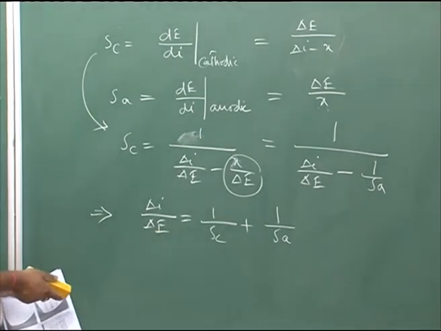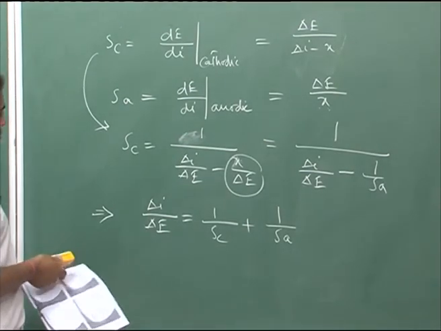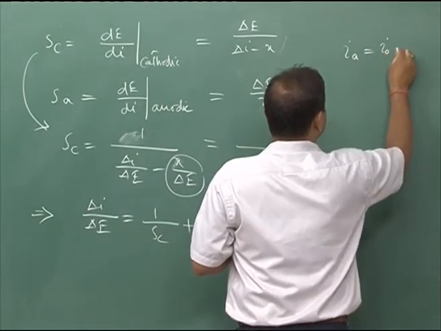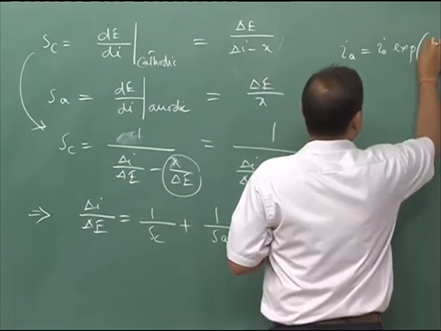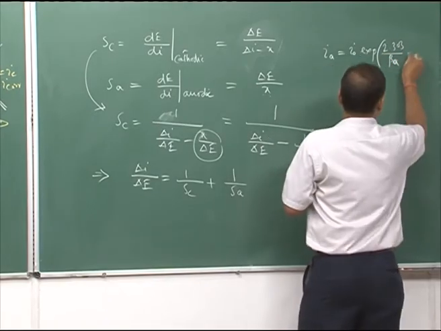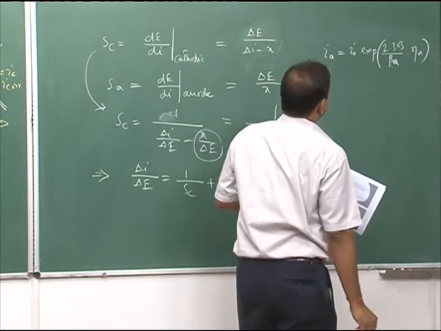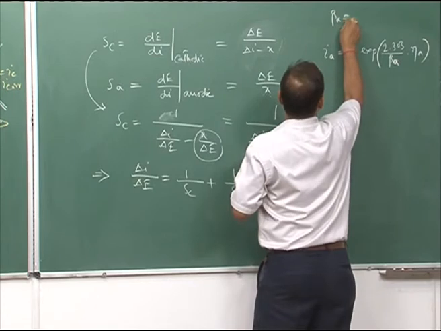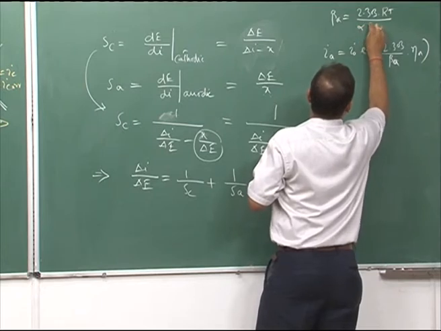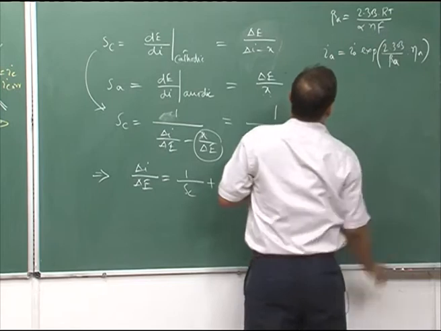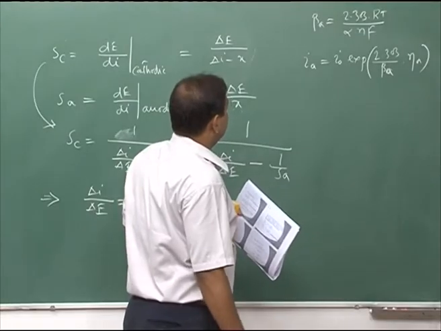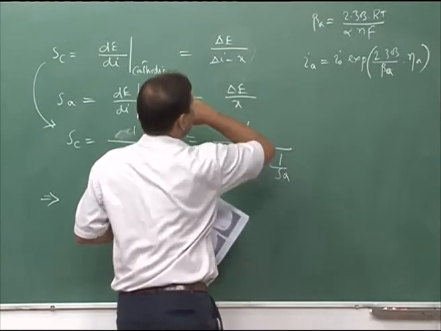convert this equation with respect to the Tafel slopes beta A and beta C, and let us see in case of I A equal to I 0 exponential 2.303 eta A divided by beta A, where eta A is the over voltage, and beta A we have already seen is 2.303 R T divided by alpha n F, and this is coming from the Butler Volmer equation, which we have seen just a few minutes back.